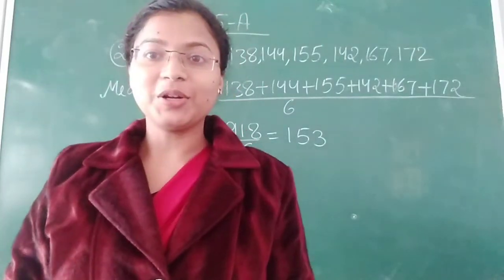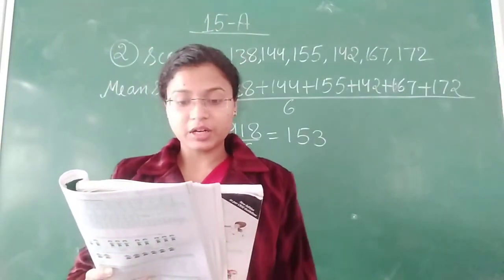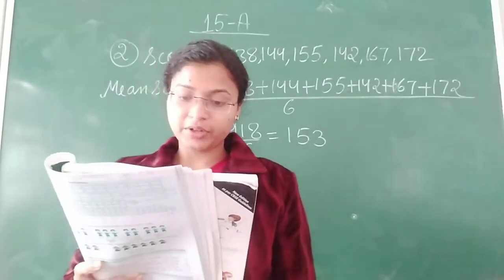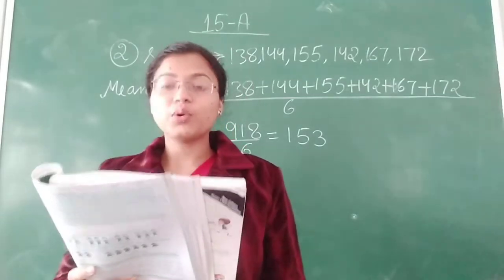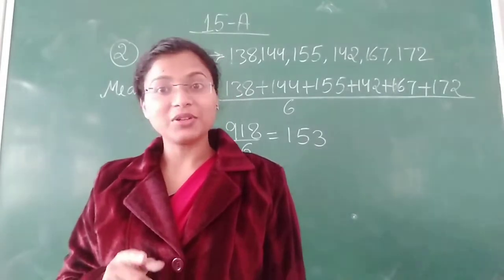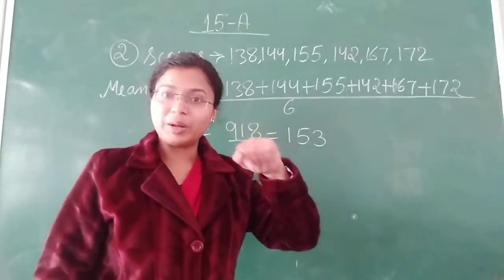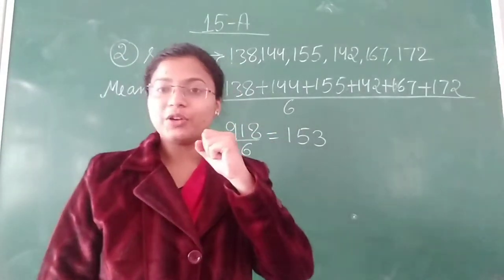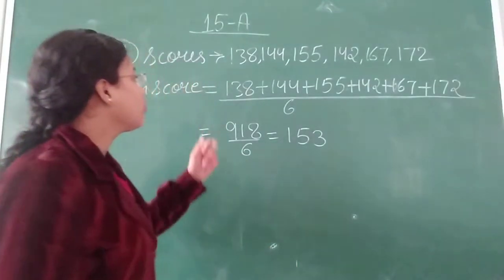Now our question number 2 is: Raman's last 6 batting scores were 138, 144, 155, 142, 167 and 172. So what was his mean score? Again you have to do the same thing, you have to find out the mean. These all are the scores of Raman. For the mean score, it is the sum of all observations upon the total number of observations. So first we have to add them all.